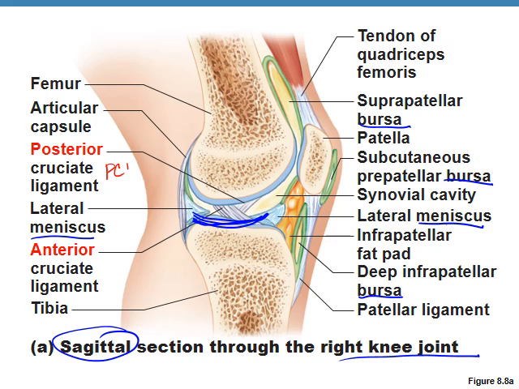And then what I like to point out is the PCL and the ACL. So you can see this crossover of ligaments, PCL and ACL, and these help keep the femur and the tibia in articulation. These are what get damaged during sports. So these ligaments are really good at the bending motion, but they're not good at side impact. So when you have side impact is when they usually tear.